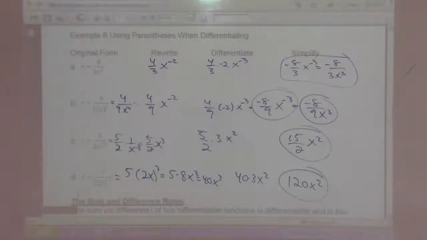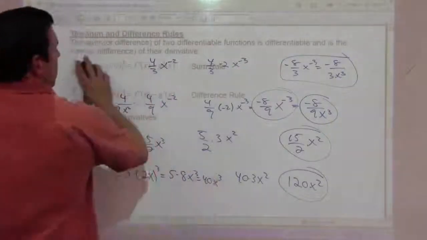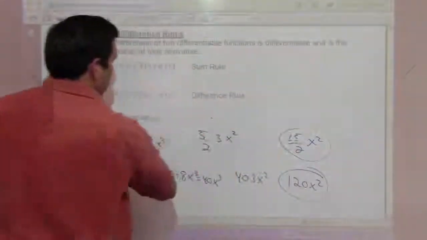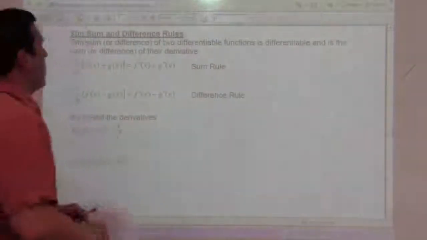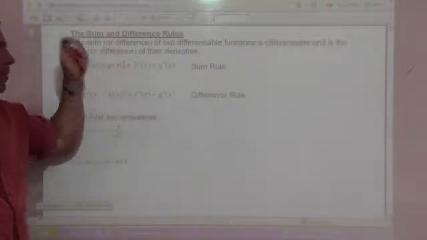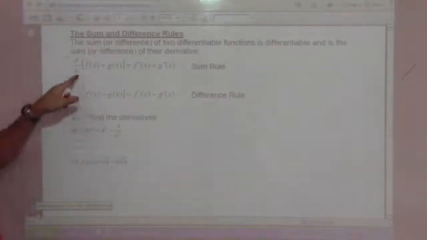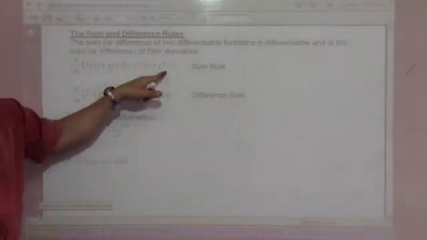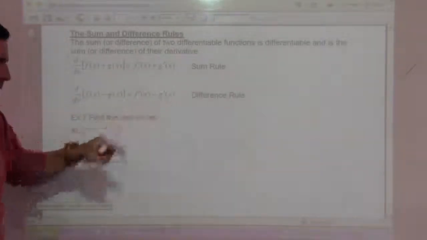Okay, moving on, so pause if you need to. Sum and difference rules. The sum or difference of two differentiable functions is differentiable, and it's the sum or difference of their derivatives. So the derivative of a sum would be the sum of their derivatives. The derivative of a difference is the difference of their derivatives.